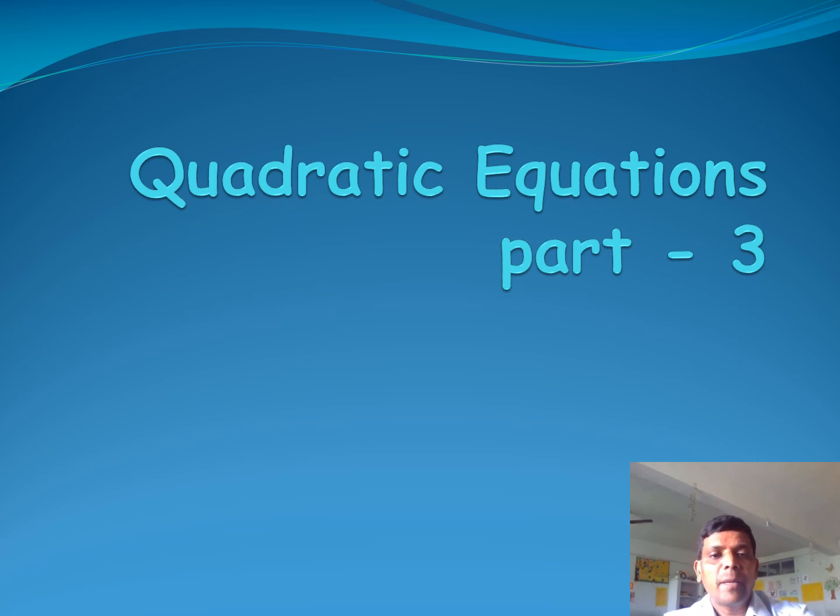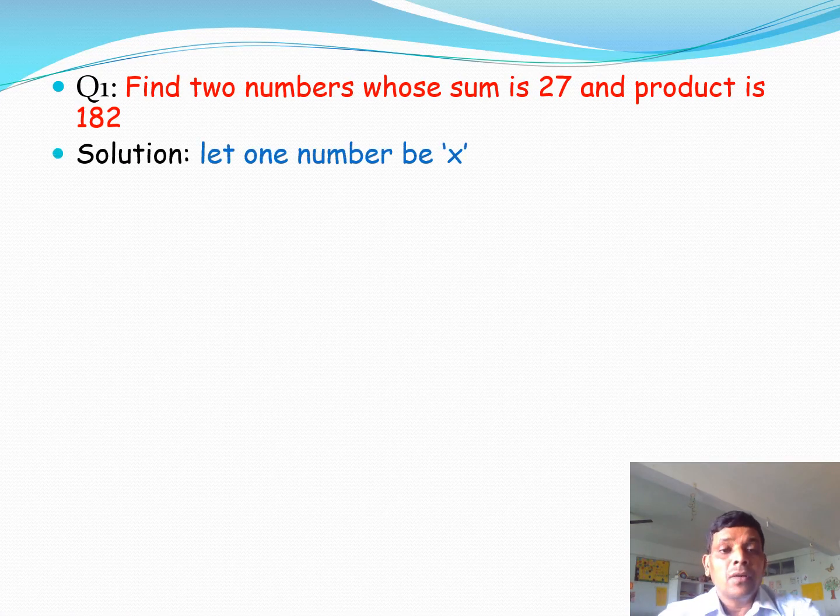Today I will explain quadratic equations part 3, which means some questions. First question: find two numbers whose sum is 27 and the product is 182. What is given in the question? Here the given numbers are unknown values.